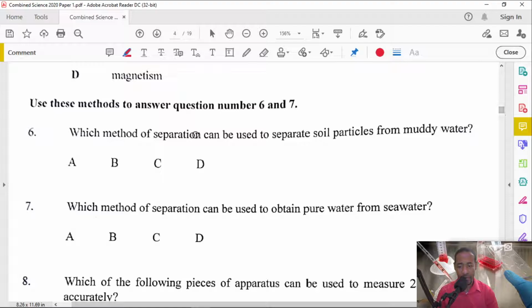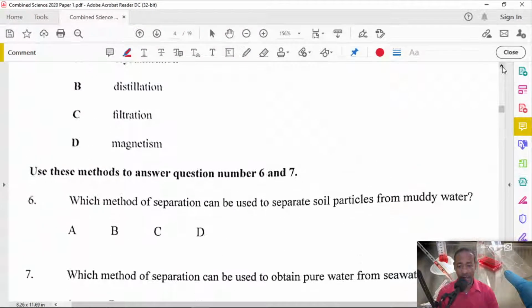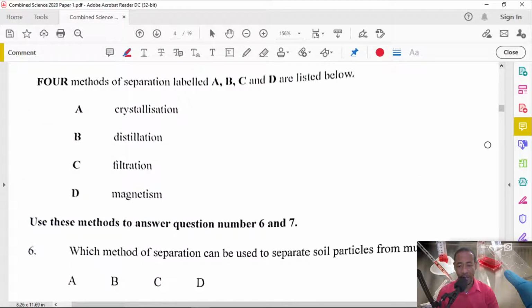Question 6 asks, which method of separation can be used to separate soil particles from muddy water? To separate the soil from the muddy water, the best method to use will be filtration. So number 6 here will be filtration, which is C. All right, so let's highlight that one.